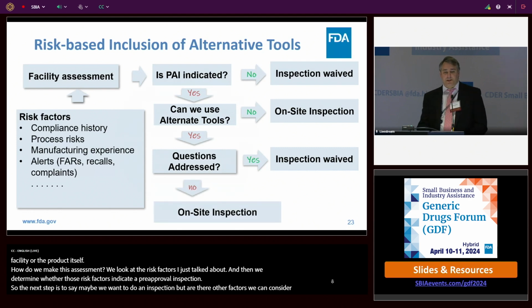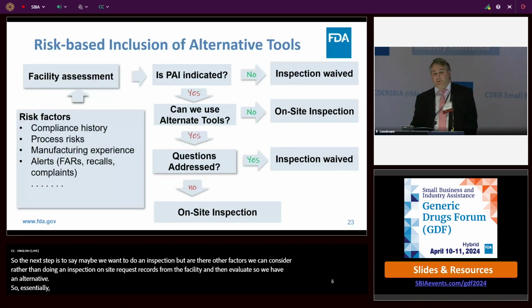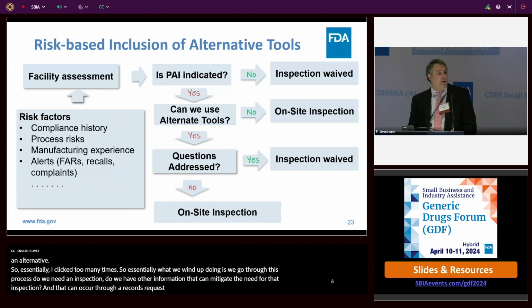So essentially, sorry, I clicked too many times. Essentially what we wind up doing is we go through this process. Do we need to do an inspection? Do we have other information that can mitigate the need for that inspection? And that can occur through a records request, through a voluntary remote interactive evaluation, or obviously an inspection.